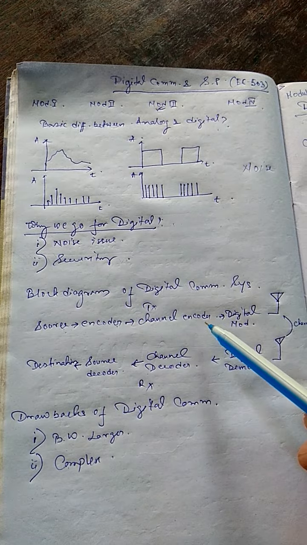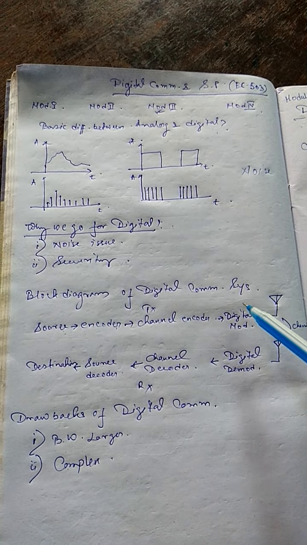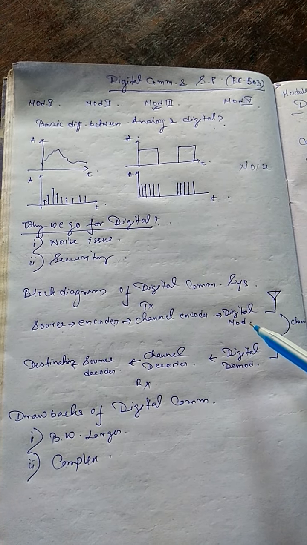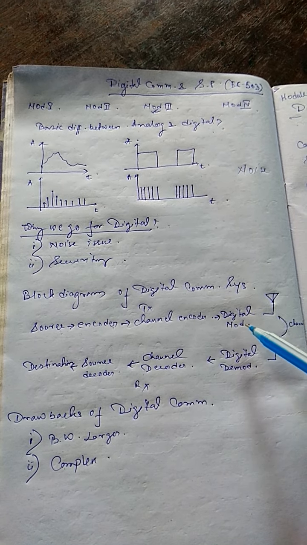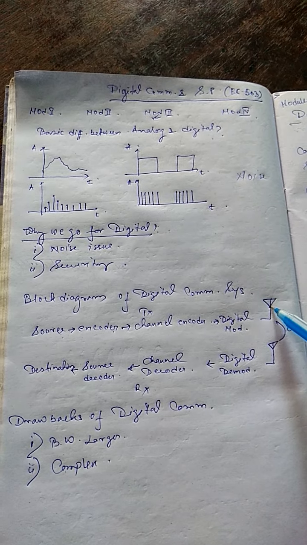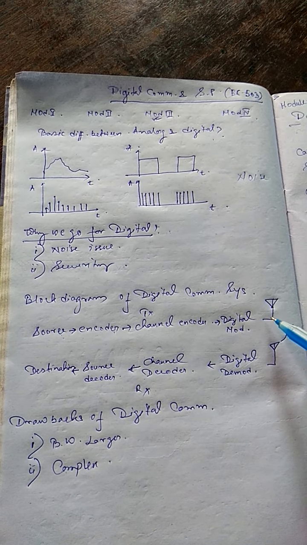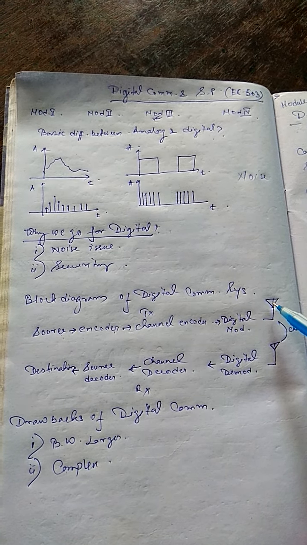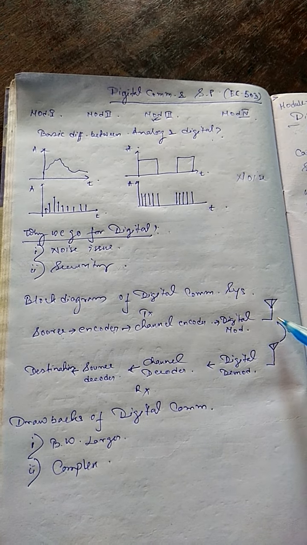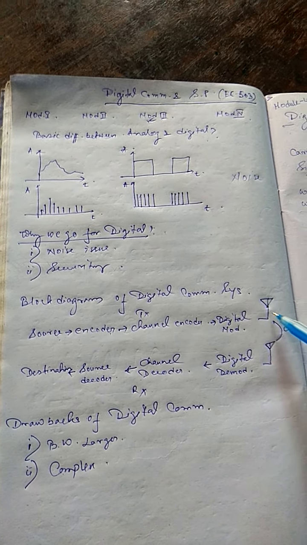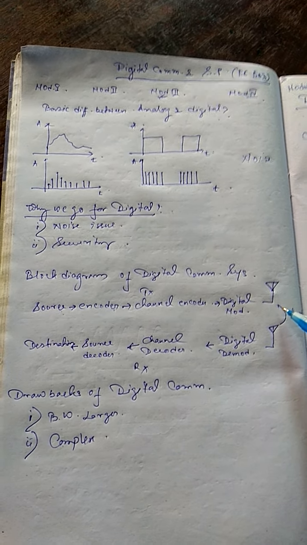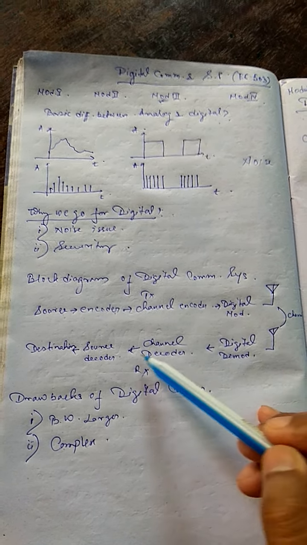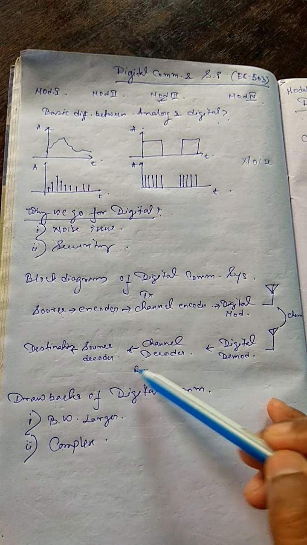After the channel encoding we go for the digital modulation technique, and there are several types of digital modulation technique like ASK, FSK. After the digital modulation, this is called the antenna. We transmit the signal through the antenna, and between the two antennas, the transmitter and the receiver antenna, there is a channel. That channel may be a wired channel or a wireless channel. Next we come to the receiver portion.